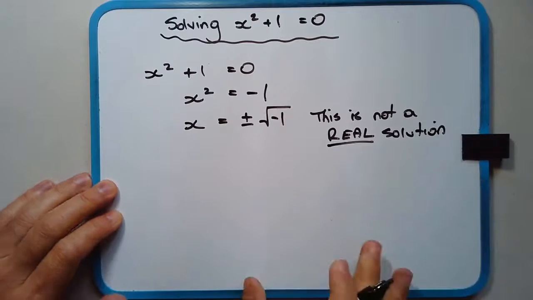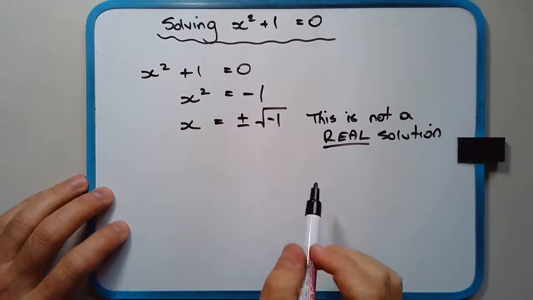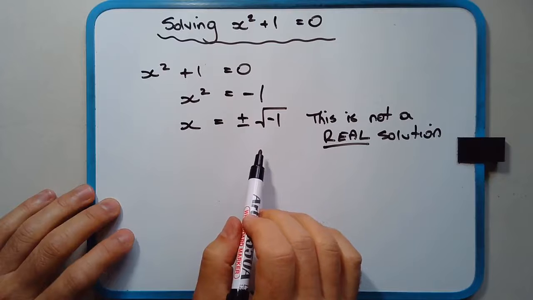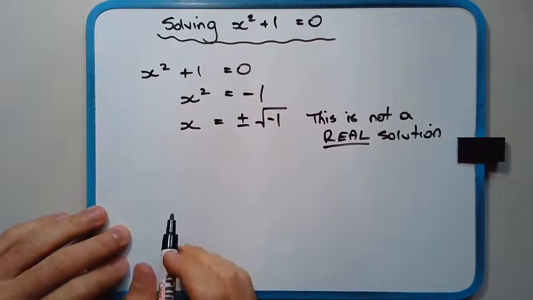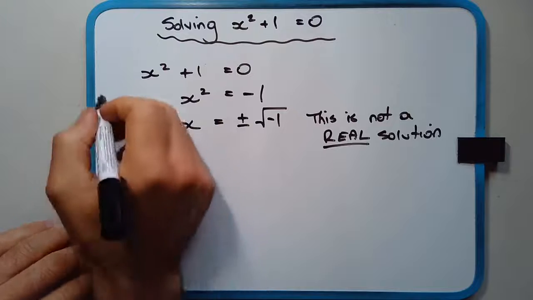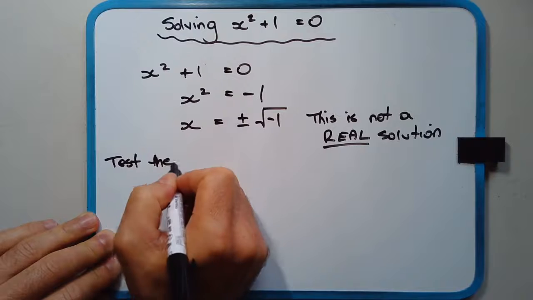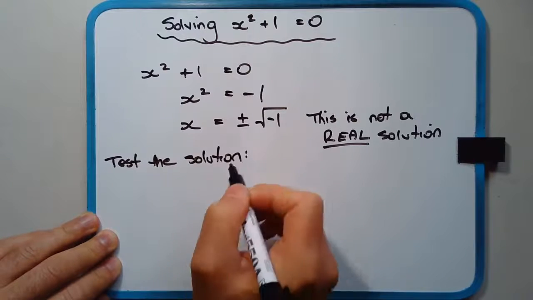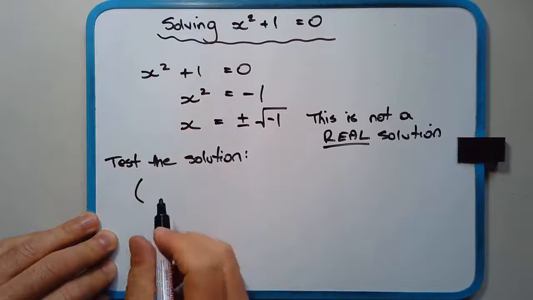Okay, we studied this in more detail in Year 12, Mathematics Extension 2. While we're stating that this is not a real solution, it is still a solution though. Okay, let's go back to the original equation. Let's test the solution. So x squared plus 1 equals 0.